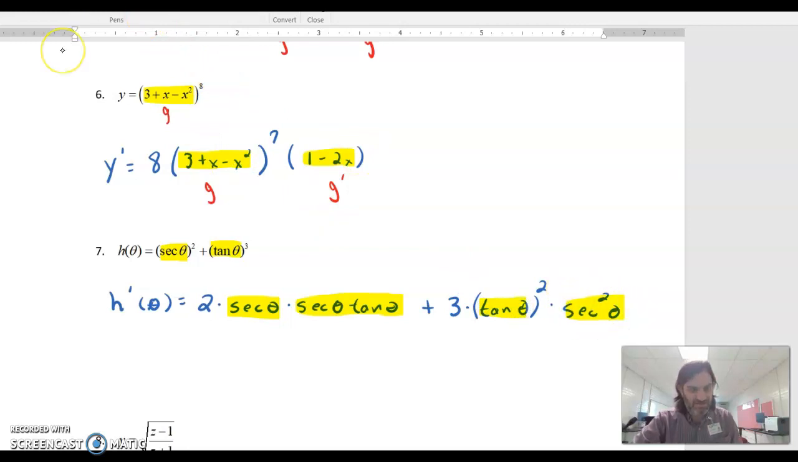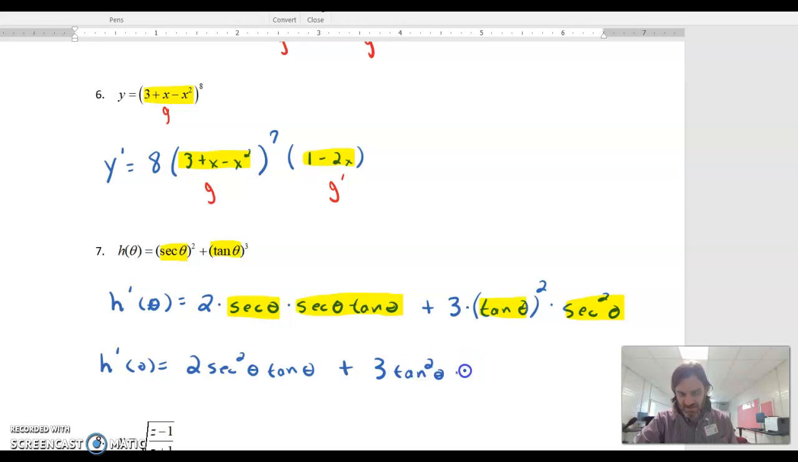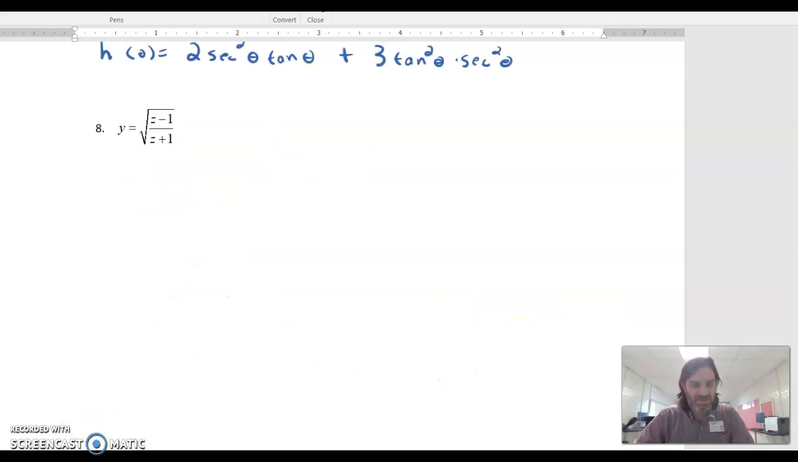Let's clean that up a little bit. So h prime of theta equals 2 secant squared of theta tangent of theta from the first one, plus 3 tangent squared theta times secant squared of theta. So that looks pretty good there. Pause for a second. So number 8 is y equals the big square root of the fraction z minus 1 over z plus 1.